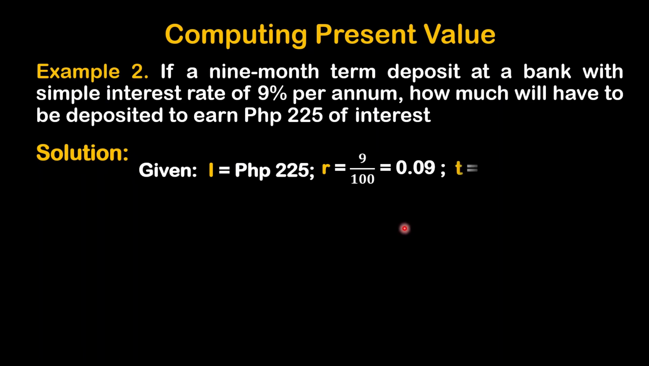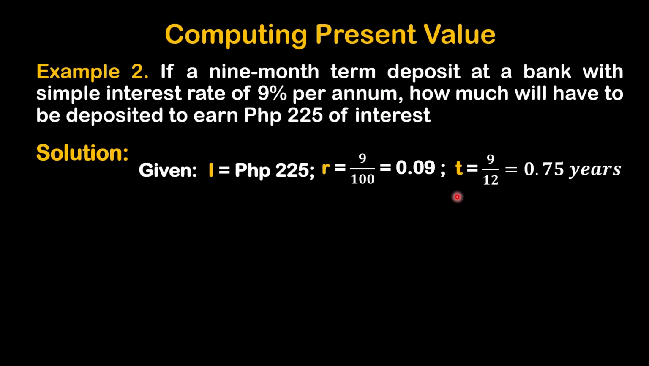Next, also, we have the T. Take note, guys, our T here is a 9-month term deposit. Okay, that's the term, 9 months. So therefore, take note, our T should always be in years. So what we are going to do is we just simply divide 9 over 12 to convert that to years. So that is 0.75. So that means the value of our T is 0.75 years.